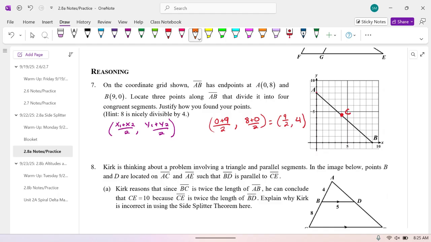That means that these two segments, AC and CB, are congruent. Now, I can then get 2 more congruent segments. How do you think I would do that? I'll give you a hint. You're still using the midpoint formula.